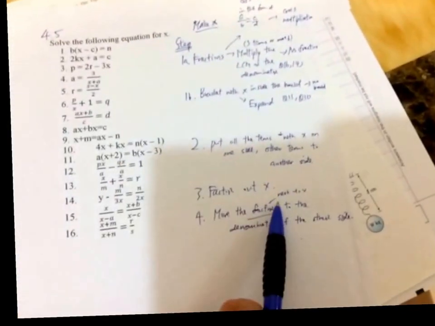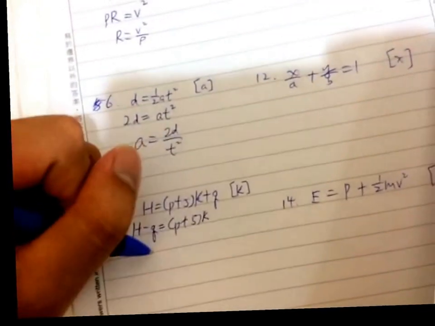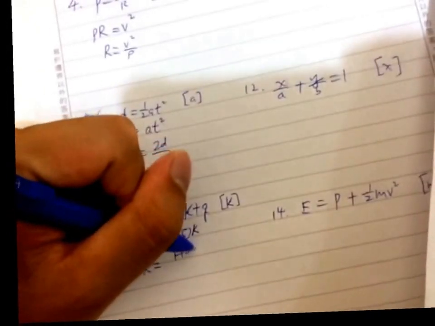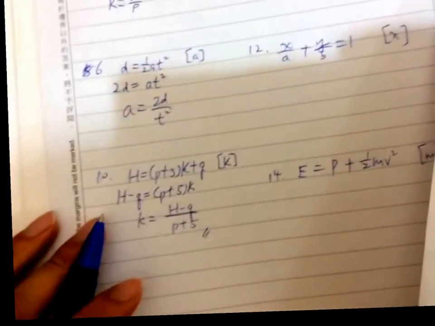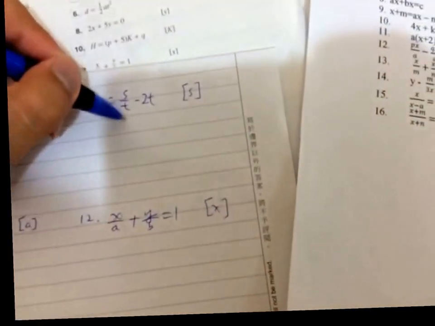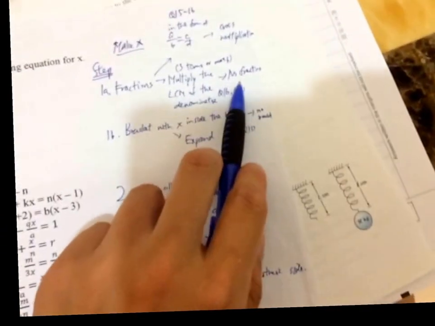I want to solve this. I factored out the k. I already factored out the k, so I move the whole factor to the denominator of the other side. So k is just equal to h minus q over the whole thing, p plus p 5, and then that's it. Number 11. So have fractions, and with two terms, multiply the LCM of the denominator.